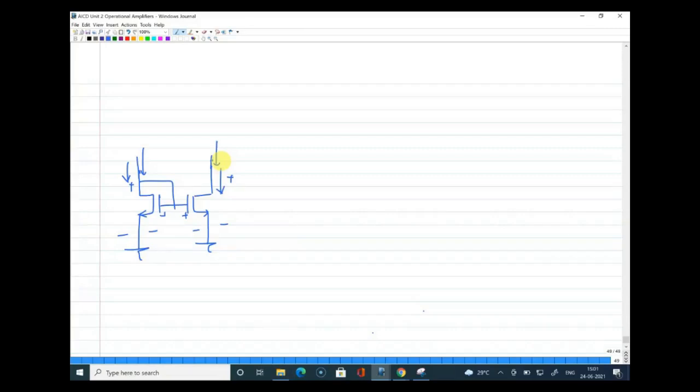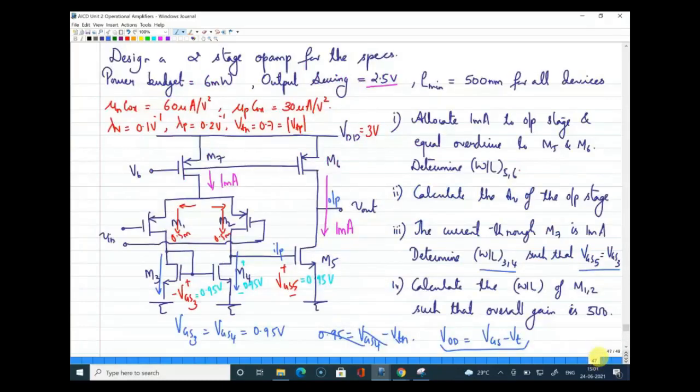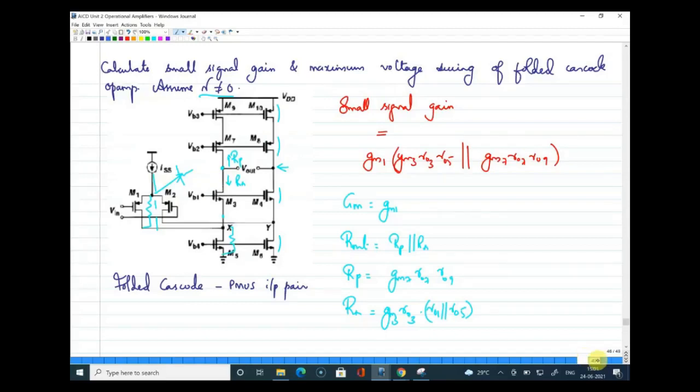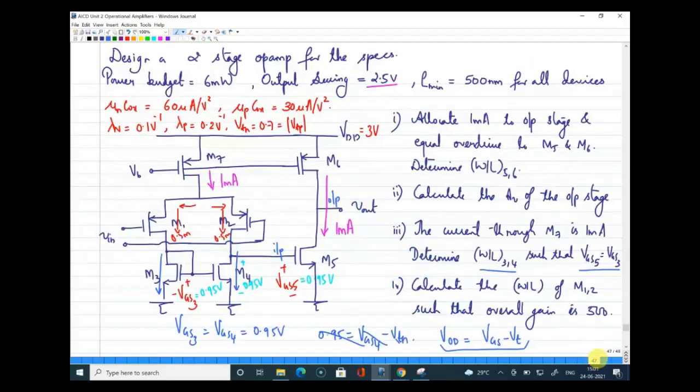All right, Akash. So coming back to the last part of the question, you need to calculate W by L of M1 and M2 such that the overall voltage gain should be equal to 500. So how will you get the value of the input transistors? How will you get the W by L of input transistors? That is the fourth part, W by L of input transistors 1 and 2. How will you get that? Only one condition is given: the overall gain should be equal to 500.